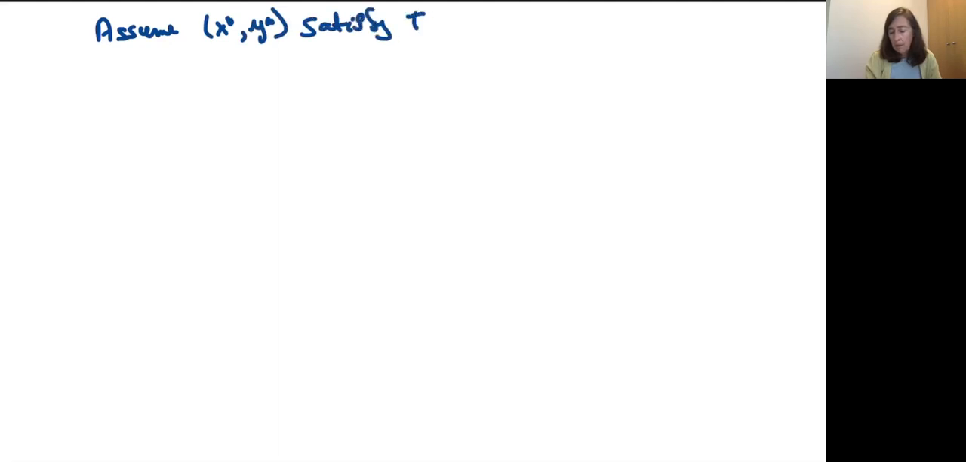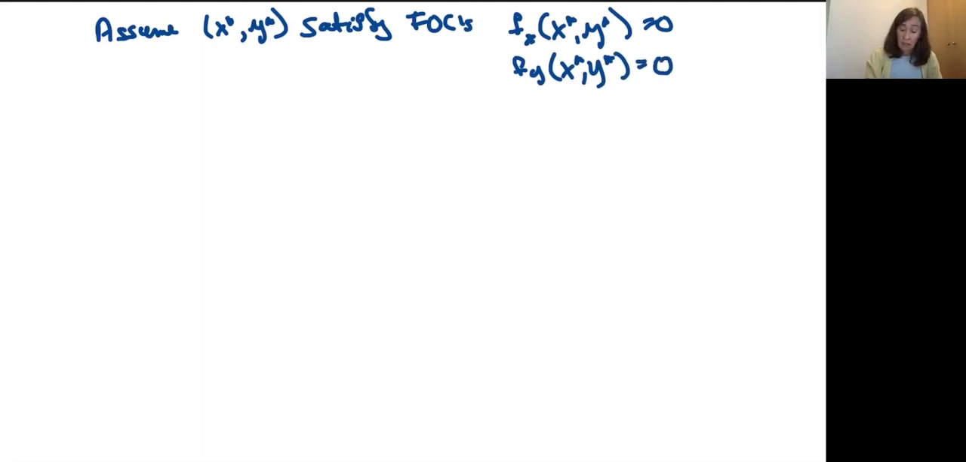We've found our critical points x star, y star. Okay, so we're going to assume that x star, y star satisfy the FOCs. So that's saying that the first derivative with respect to x at x star, y star is 0, and the first derivative with respect to y evaluated at that same special point, x star, y star, equals 0. Now, let's think about what's going on with the second derivatives at this particular point.